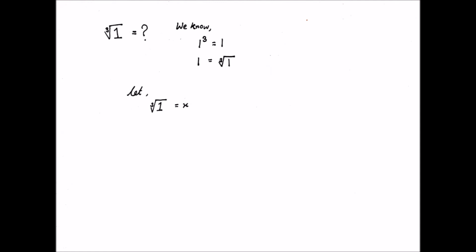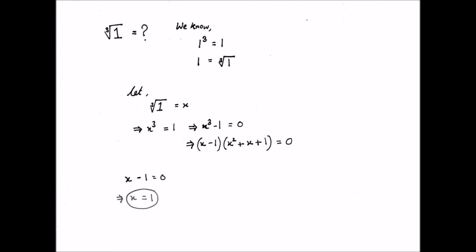So let the cube root of 1 be x. If we cube both sides, we get x cubed equals 1, so x cubed minus 1 equals 0. Now if we factorize this, we get (x minus 1) multiplied by (x squared plus x plus 1) equals 0. If we divide both sides by x squared plus x plus 1, we get x minus 1 equals 0, which gives x equals 1, the exact value you were thinking about, and this is the only real value of the cube root of 1.